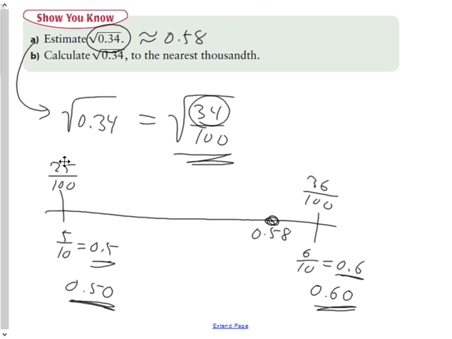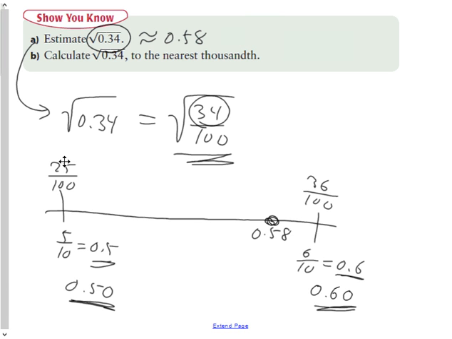Because you're saying what number multiplied by itself gives you 0.34? And we're saying that 0.58 times 0.58 is approximately 0.34, which makes no sense. But you think about what is 58%, 0.58 is 58%, 58% of 0.58. It's like what is half of 0.58.